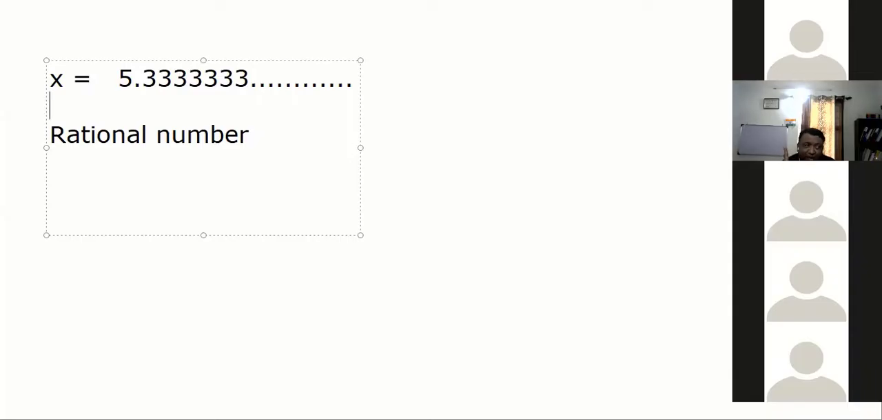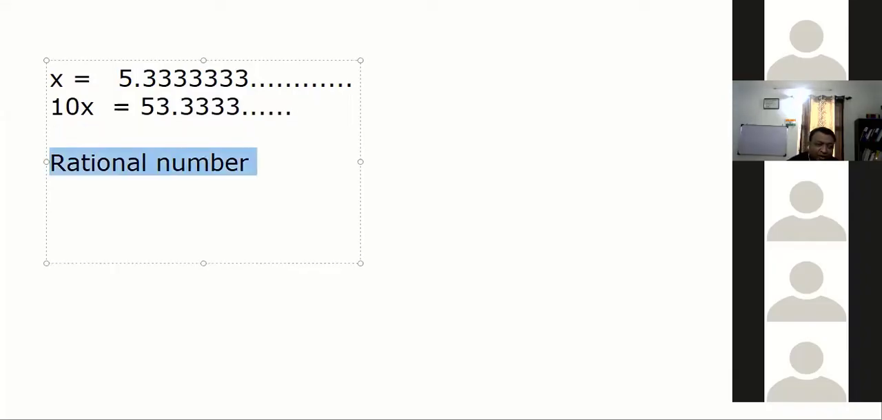So when one digit is repeating, multiply with 10. If two are repeating, multiply with 100. If three are repeating, multiply with 1000. So we multiply with 10, so here it becomes 53.33333333, right? I multiplied with only 10 because one digit is repeating.